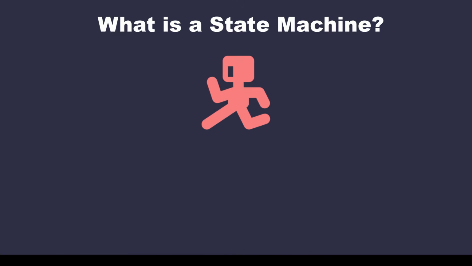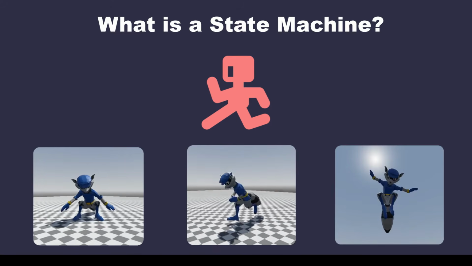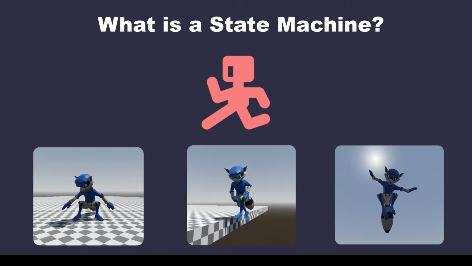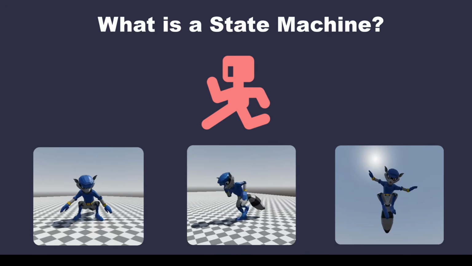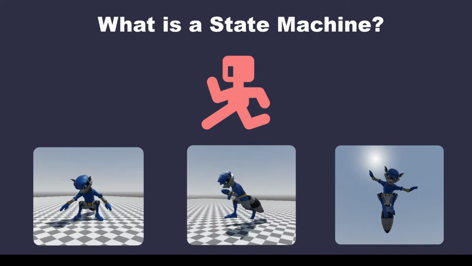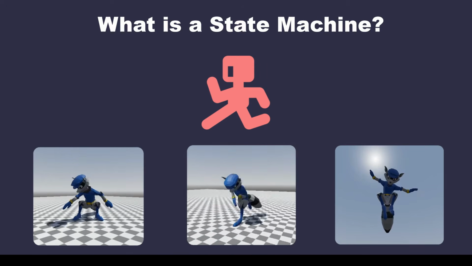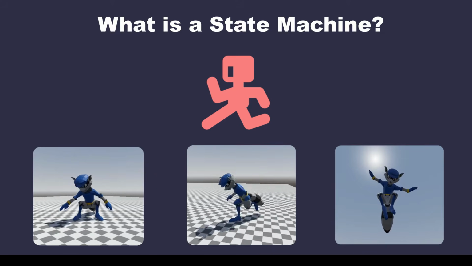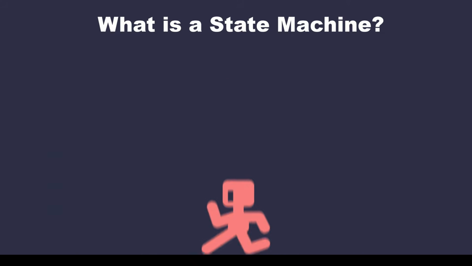Think of it like this. In a game, your character can be in different states: idle, running or jumping. Each of these states has its own logic, different animations, controls and available actions. Instead of writing one big messy script that checks everything at once, a state machine lets us split behavior into separate smaller pieces. This makes the code easier to read, maintain and expand.